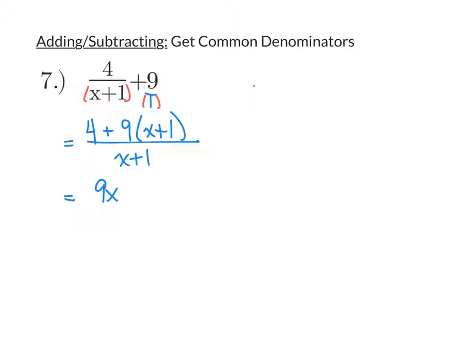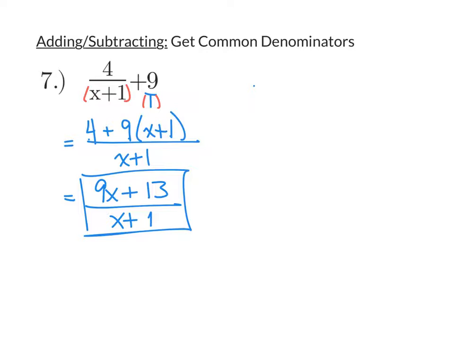9x plus 4 and 9 would make 13. It's not looking like we can factor that numerator anymore, so there's not going to be any factors that will cancel. And here is our final answer.